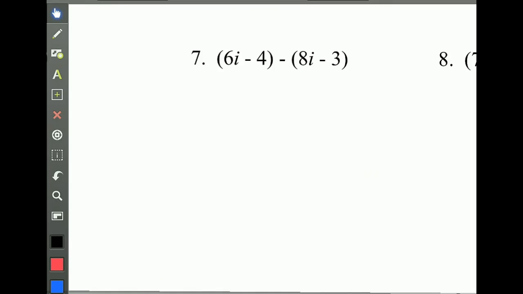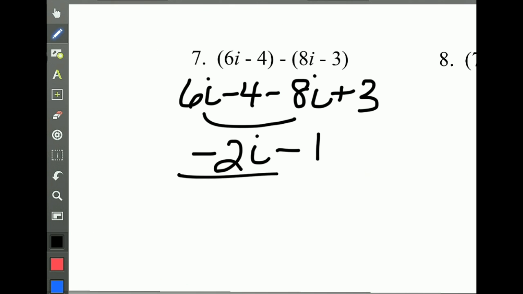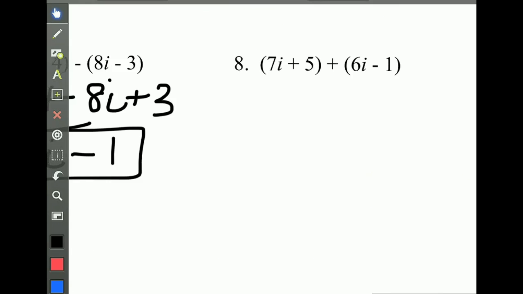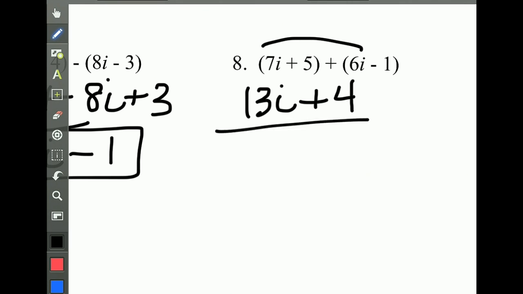For number 7, same thing again, 6i minus 4 minus 8i plus 3. 6i minus 8i is negative 2i, and negative 4 plus 3 is negative 1. Last one, number 8. This is addition, so we don't really need to do anything different. Combine those two. 13i and 5 minus 1 is positive 4.